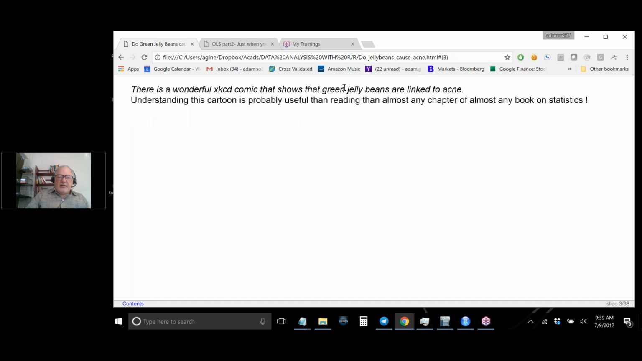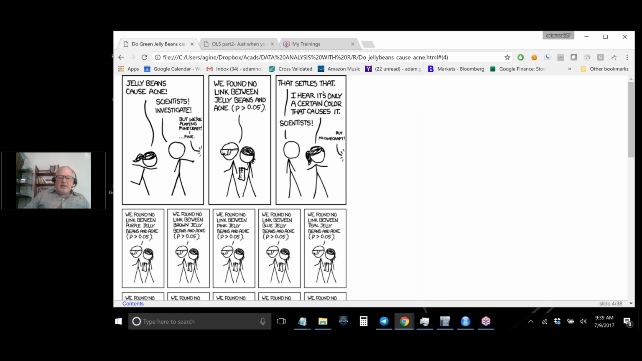And that's the nature of hypothesis testing. It just provides evidence. So as I said, this is an XKCD comic. And I think that if you appreciate this cartoon, it's better for you than if you read any full chapter on statistics. So here it is. It says, jelly beans cause acne, scientists investigate. And they say, but we're busy playing Minecraft, but they do it anyway. And they say, we found no link between jelly beans and acne, p greater than 0.05. So in other words, they did a hypothesis test and it didn't come in with the p less than 0.05 that would make it significant. They said, that settles that.